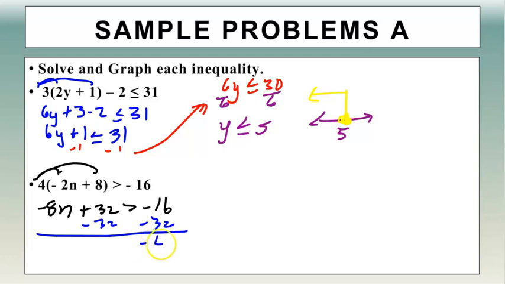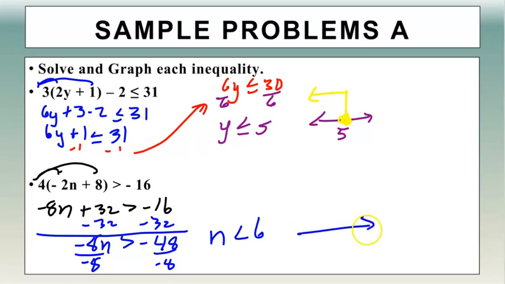And this is going to give us negative 48 on the right, negative 8n on the left, and it's still greater than. Divide by negative 8 to get n by itself. And because I'm dividing by a negative, I flip the symbol, so now n is less than. And negative 48 divided by negative 8 is a positive 6. And then to graph this, we have a point at 6. It's going to be an open circle at 6. Less than means it goes to the left.